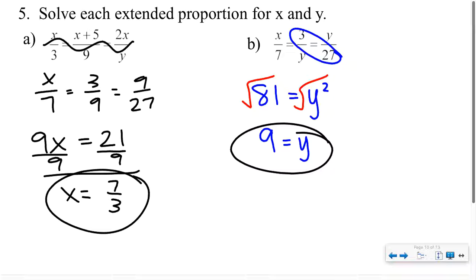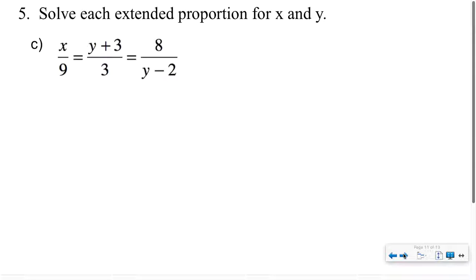Two more, and one is number 6. We're on number 5, part C, right?